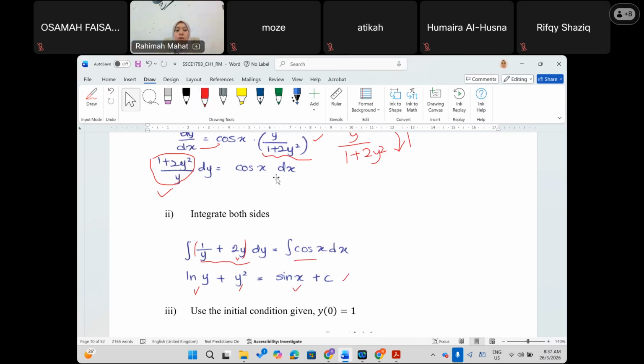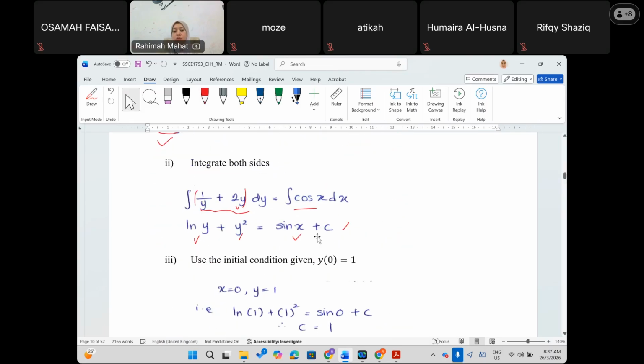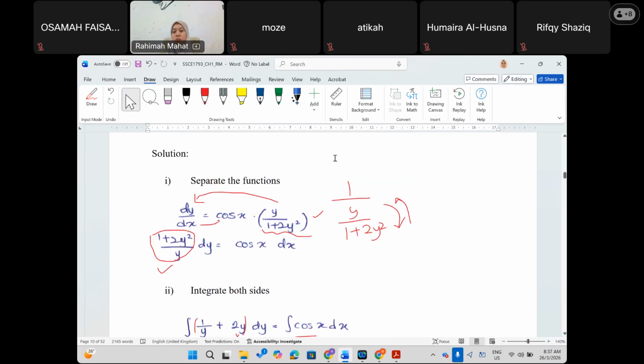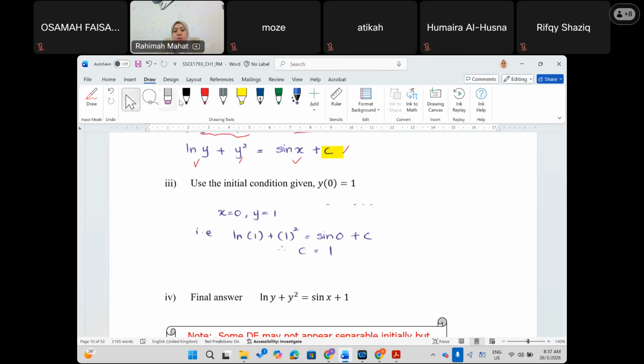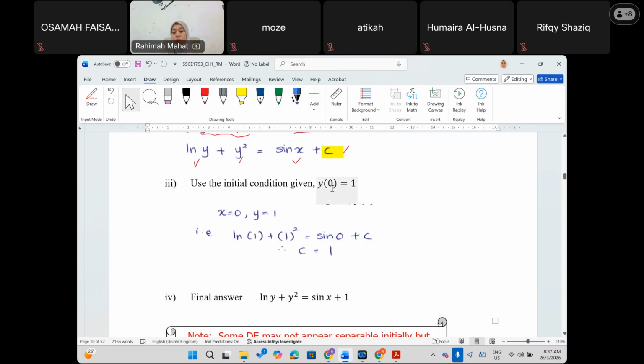So by using the initial value problem, the initial value here, you can get the value of c. If there is no condition given to you, then this is your final answer. However, if the condition is given to you, you need to substitute the value. So the value is x is equal to 0 and y is equal to 1. You need to substitute the value into the final equation, the upper part.